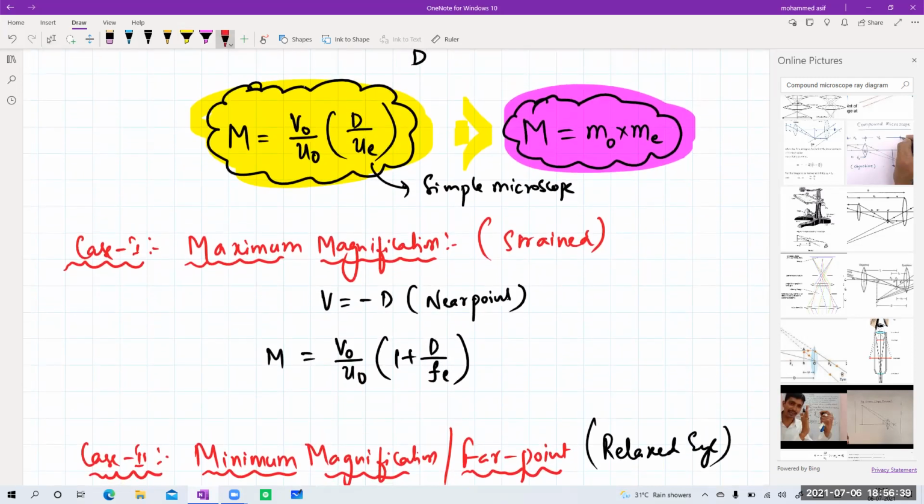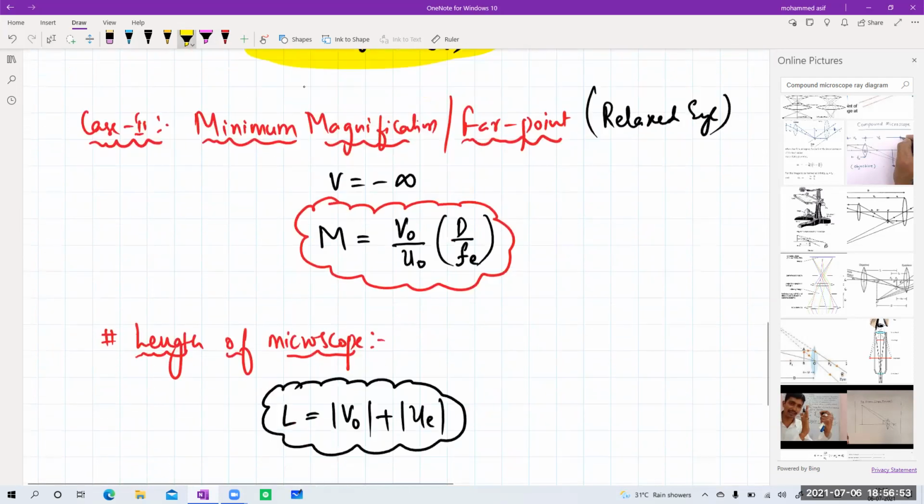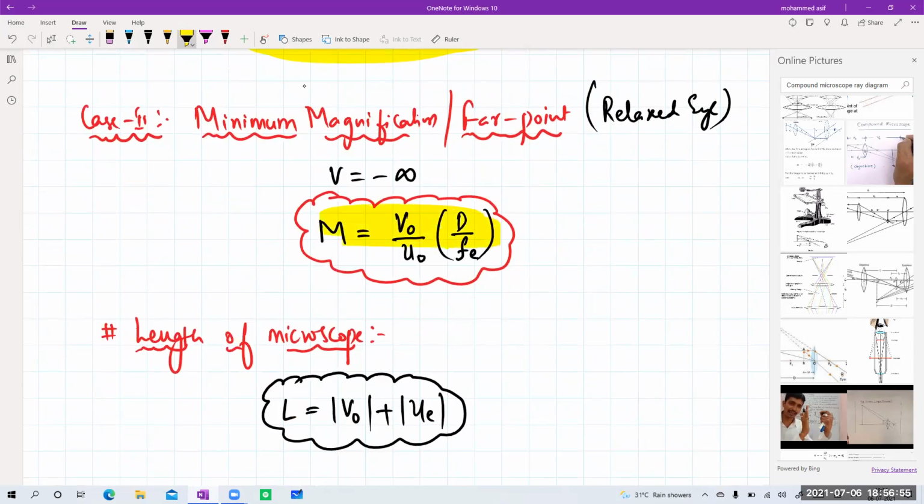Then near point and far point. Strained, or this is also called as what? Near point. Yes, sir. So these are the formulas you need to remember. For near point magnification, m is equal to v naught by u naught into 1 plus d by fe. Whereas for the minimum magnification, m is equal to v naught by u naught into d by fe. And the length of your microscope is L is equal to v naught plus u.